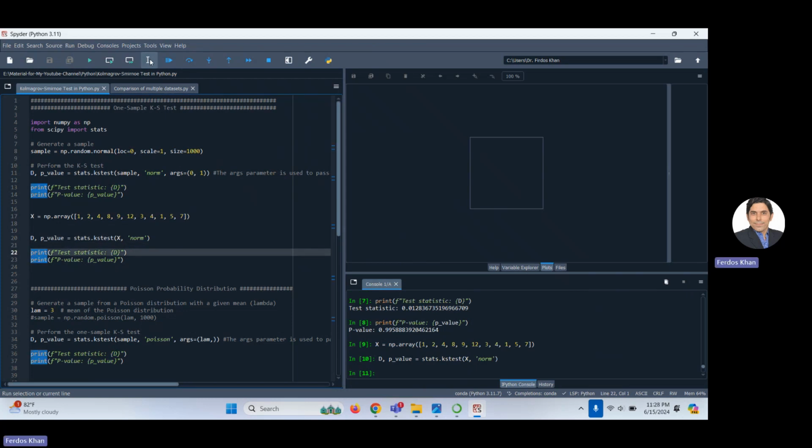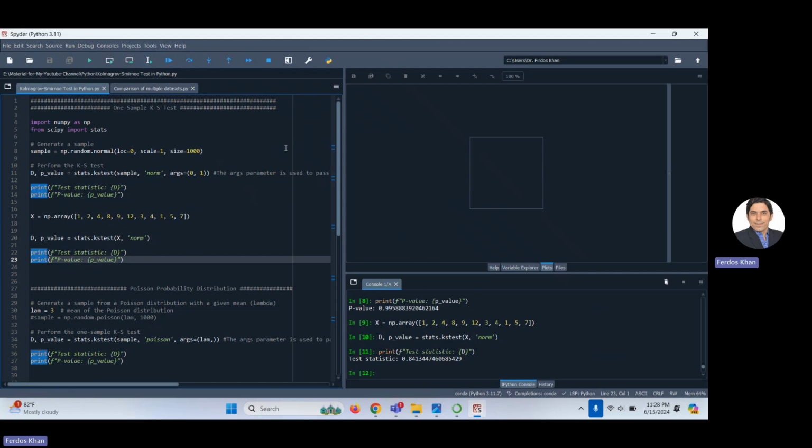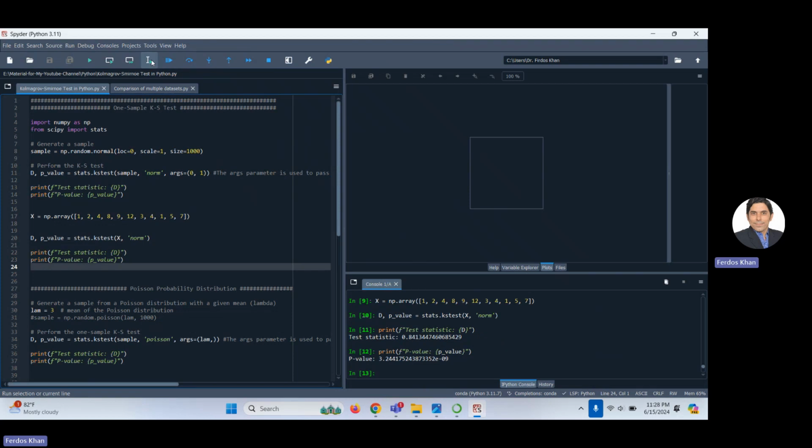Okay, now you can print. Yes. Can you see the test statistic is quite higher, it is 0.84. So perhaps in this case, we will have a low p-value and we can perhaps reject the null hypothesis. Yes, for sure. You can see that the statistic is high, so the p-value is very low, 3.24 times e to the power minus 0.9. That's a very low p-value. This means that we reject the null hypothesis and conclude that this data does not belong to the normal distribution.